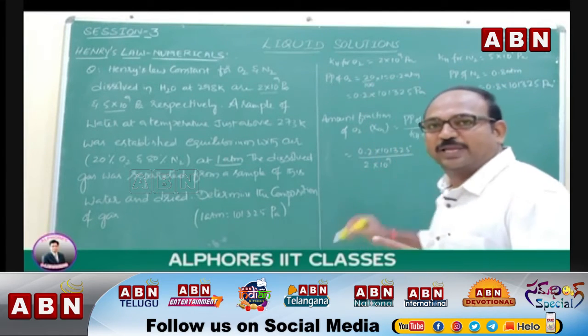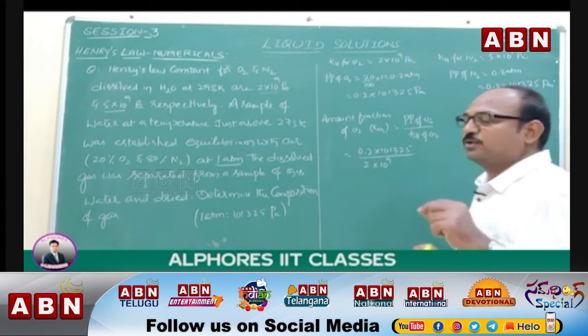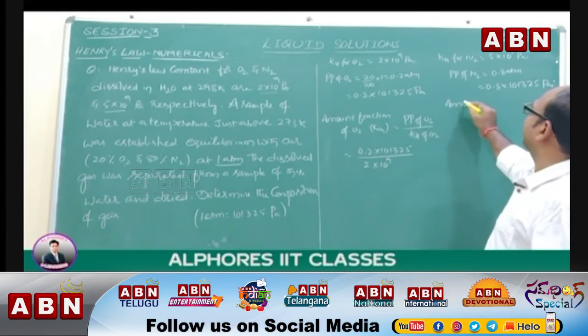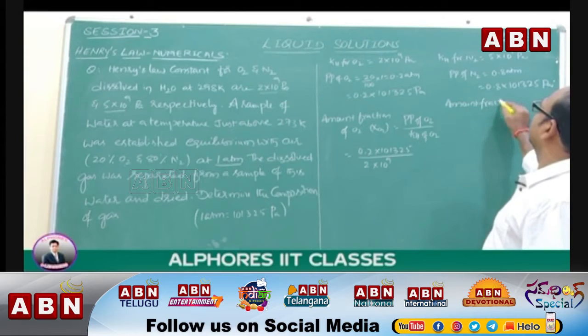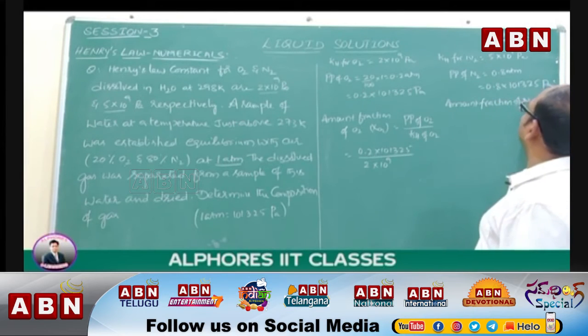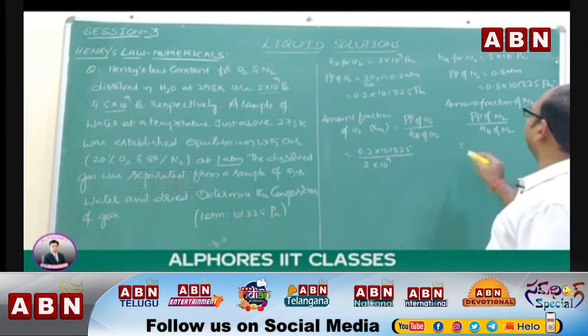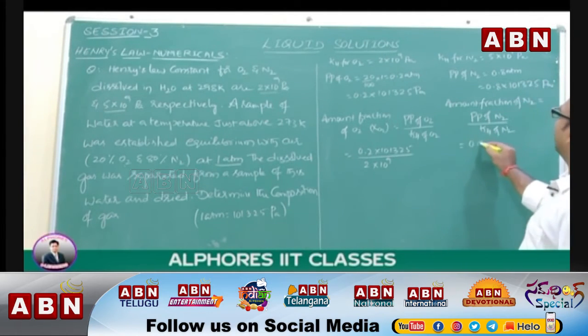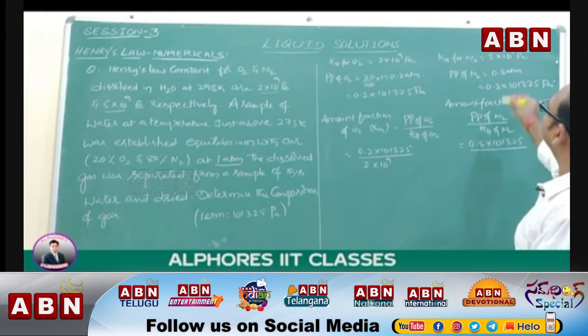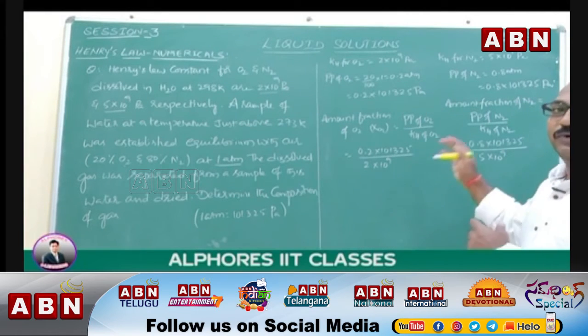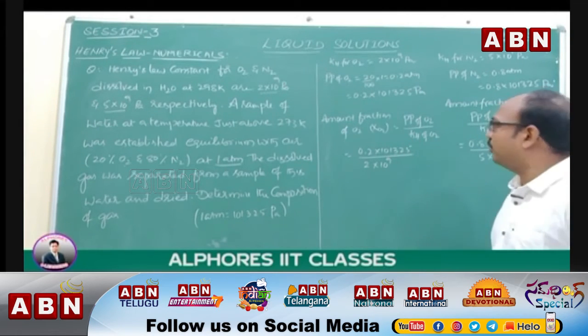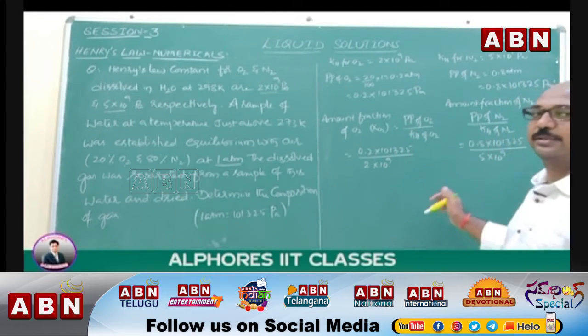So from these two we can calculate the amount fraction of nitrogen. The amount fraction of nitrogen is equal to partial pressure of nitrogen by KH of nitrogen. So that is partial pressure of nitrogen 0.8 into 101.325 by KH of nitrogen, here 5 into 10 power 9 Pascal. So far we have the amount fraction of both oxygen and nitrogen.